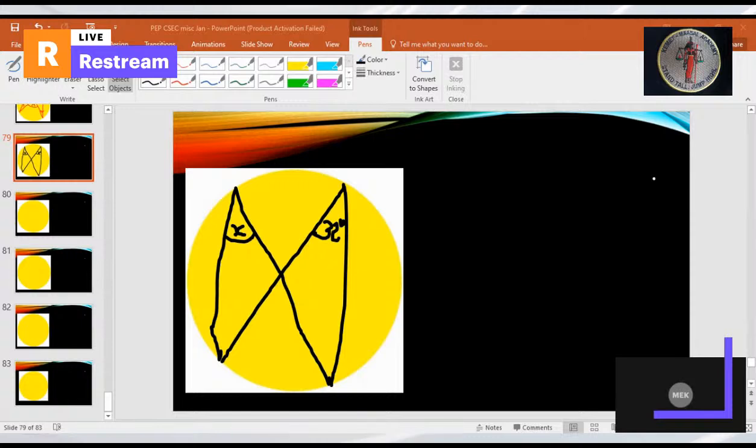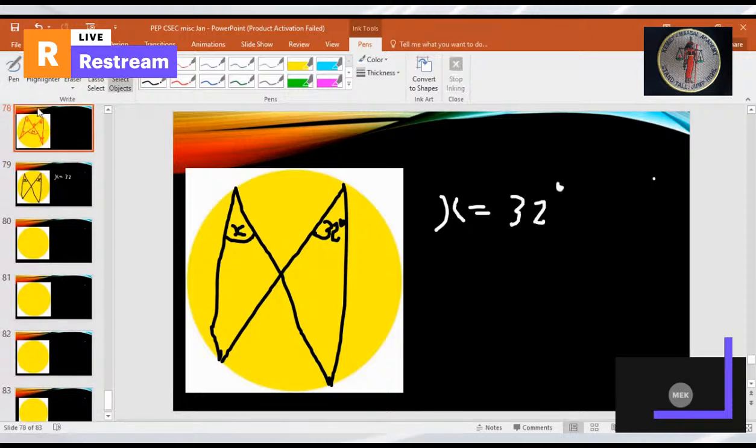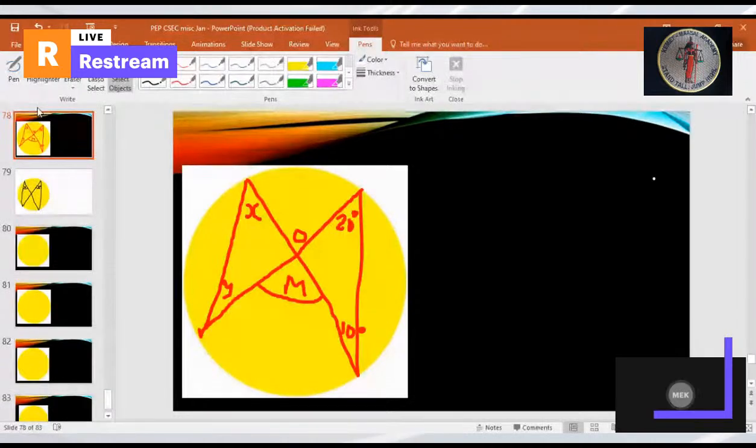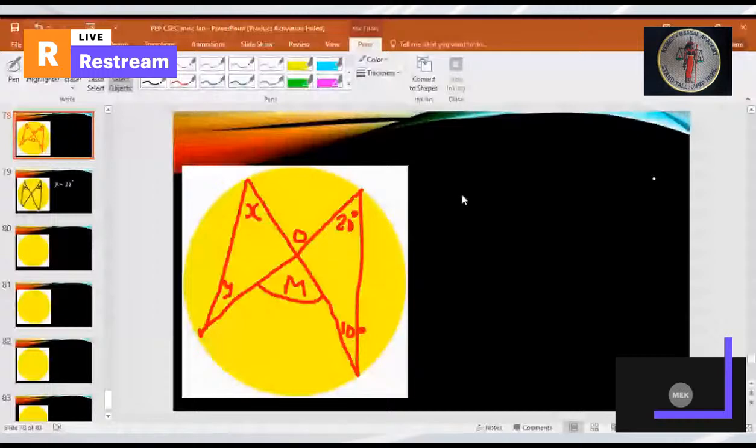So x is equal to 32 degrees. Did I write in the answer for the one before? Hold on. Okay, so x is 20 degrees. Y is 10 degrees. Imani, if you could explain for me, because I'm not sure what you mean.